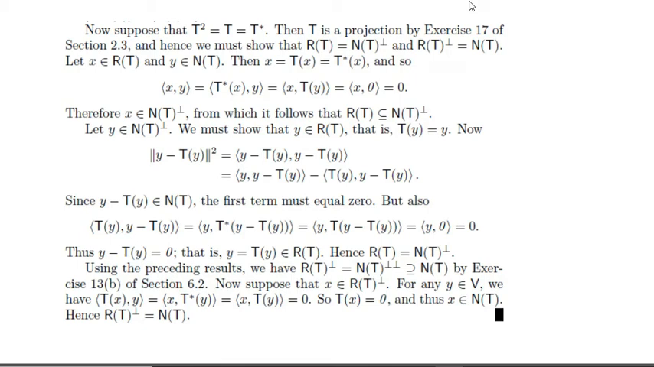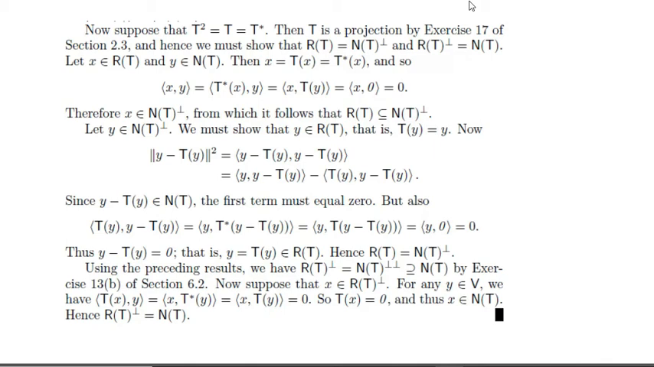Similarly, if you take any element of NT perp, you have to show it is contained in RT. So take any element of NT perp, which is Y. To show it is in RT, you have to show Y is equal to T of something. We will show that Y is equal to T of Y. That is, we are going to show that the norm of Y minus T y squared is equal to 0.